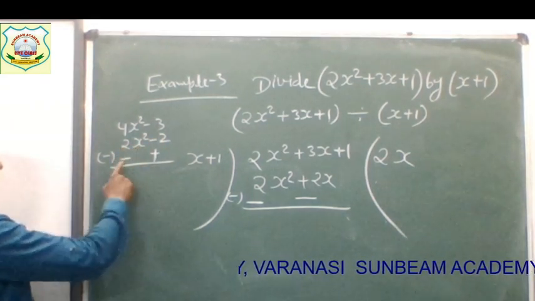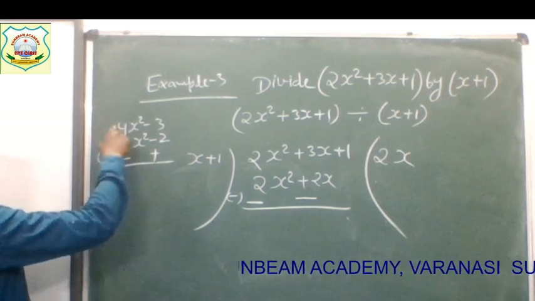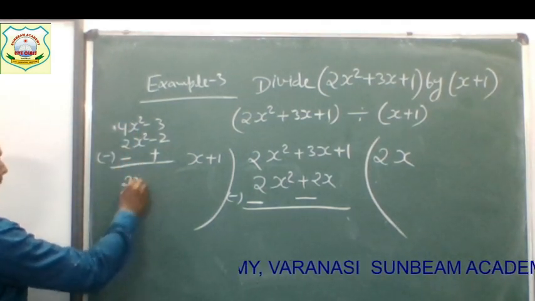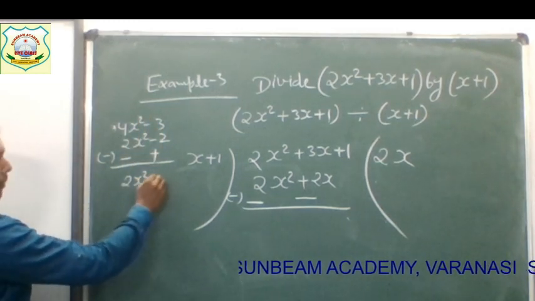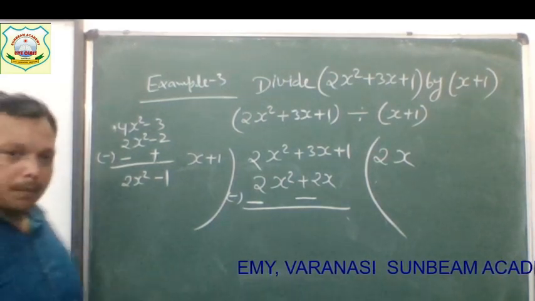Now the 2x square sign will be minus and the 2 sign is plus. So minus, and this one is plus. Minus plus minus. So 4x square minus 2x square, 2x square. And this is minus and plus. What will come? Minus plus, minus and minus 1. This is the general rule of the subtraction.